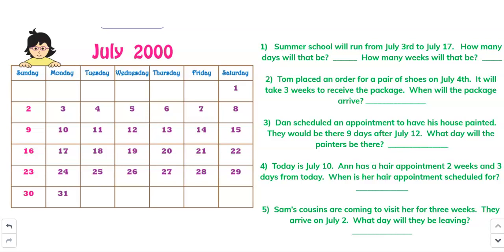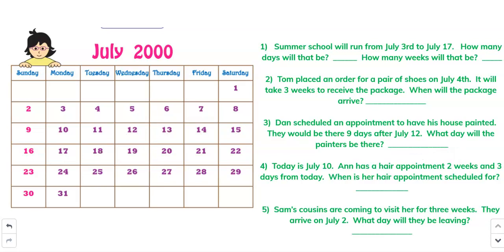Okay, good. Next question. Dan scheduled an appointment to have his house painted. They would be there 9 days after July 12th. What day will the painters be there? So if he called them on July 12th and they said, well, we can be there in 9 days, we need to count from here. Remember, when we're counting days, we go across. Okay, starting here, this is always 0, 1, 2, 3, 4, 5, 6, 7, 8, and 9. So the painters would be there on July 21st.